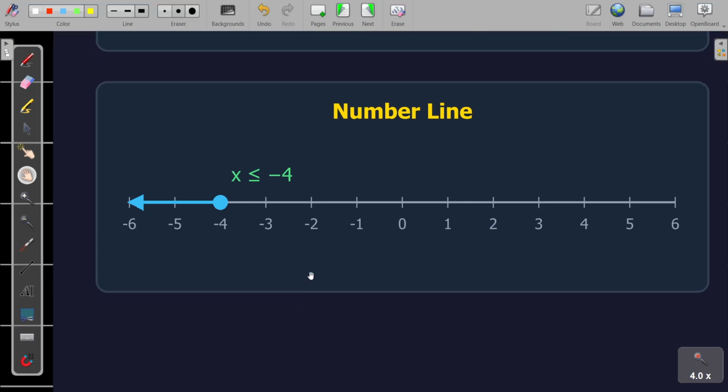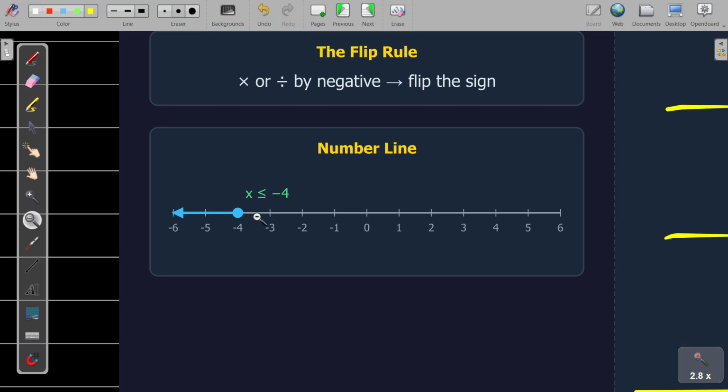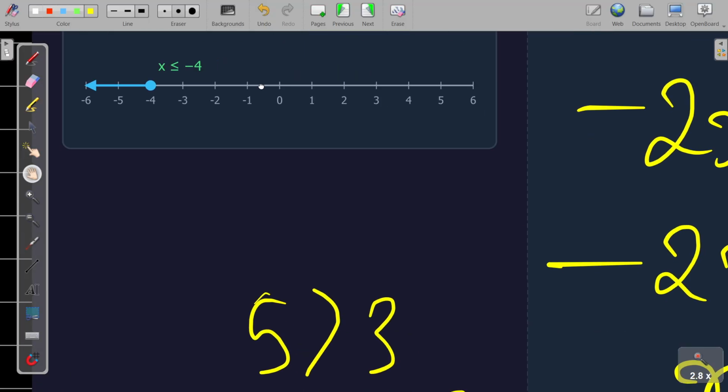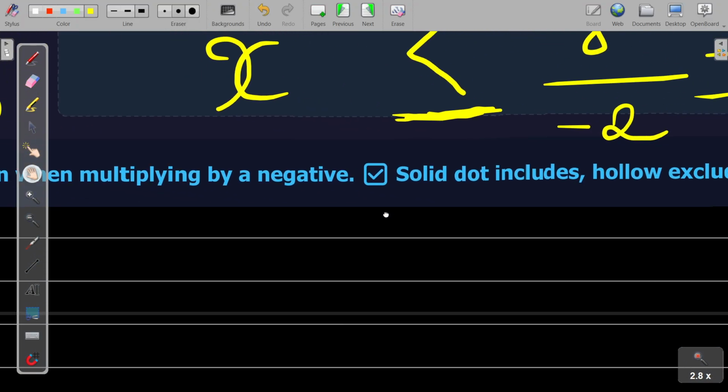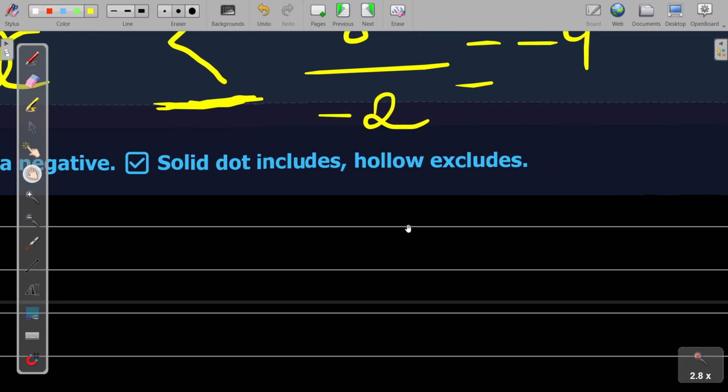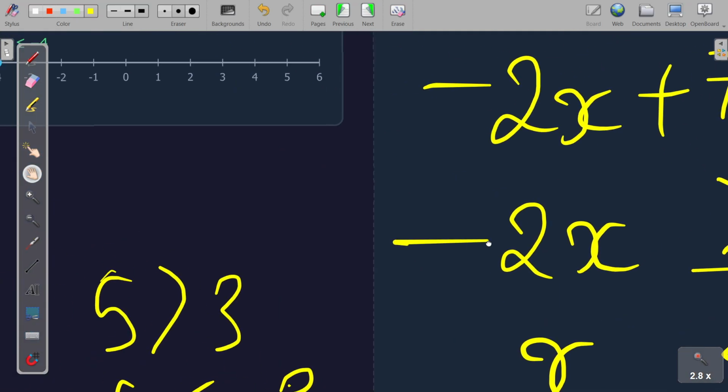So yeah, to repeat our habits for today, we have, well, always flip the sign when you multiply, of course. Multiplying by a negative, this is a trap, of course. And when graphing, remember that solid dot includes, hollow dot excludes.